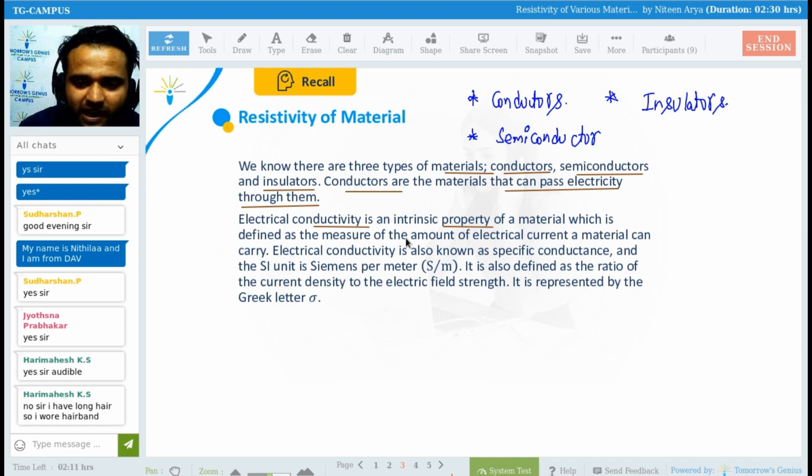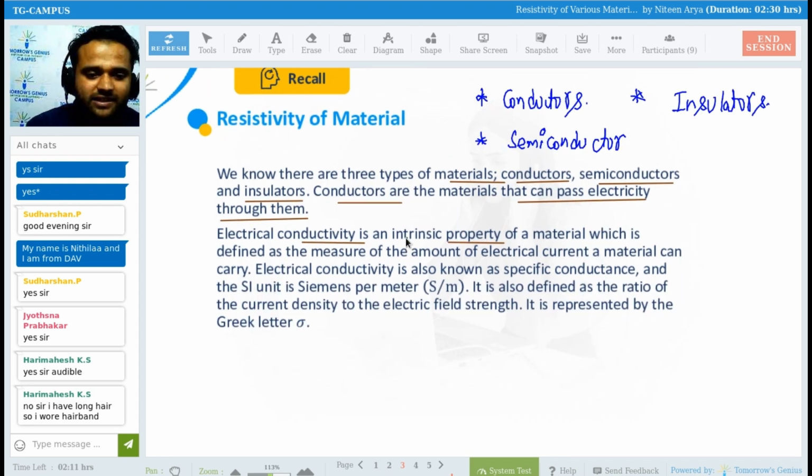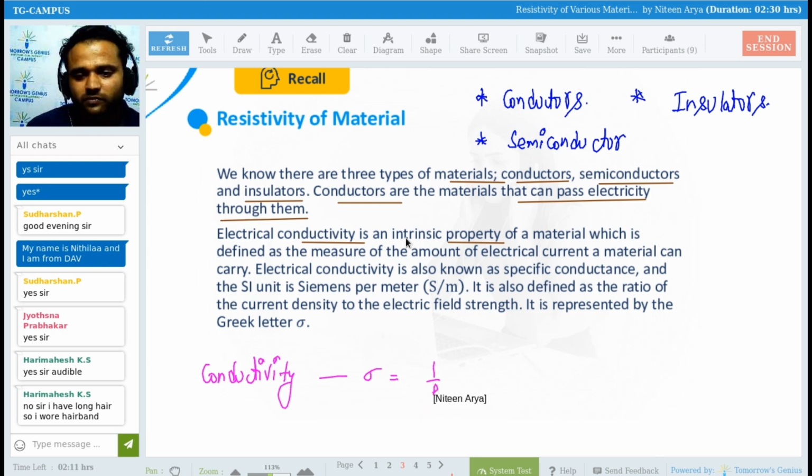So this is Siemens per meter and the Greek letter for it. I already explained this, still for you guys, this is your conductivity. Give me beta in the chat box. Conductivity. Reverse of electrical resistivity, L upon R into A.